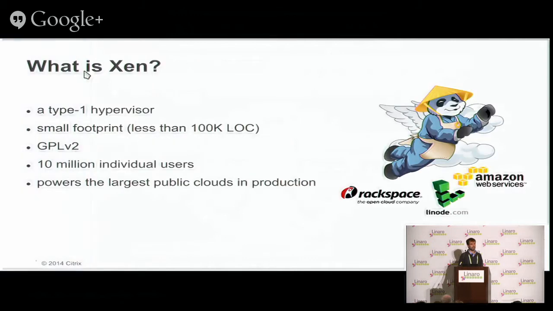So what is Xen in more detail? Xen is a very small hypervisor, less than 100,000 lines of code, GPLv2 licensed, like the Linux kernel, and is particularly popular in the cloud. Amazon EC2 is entirely based on Xen. Rackspace and Linode are also based on Xen. So most of the largest public clouds today are based on the Xen hypervisor.